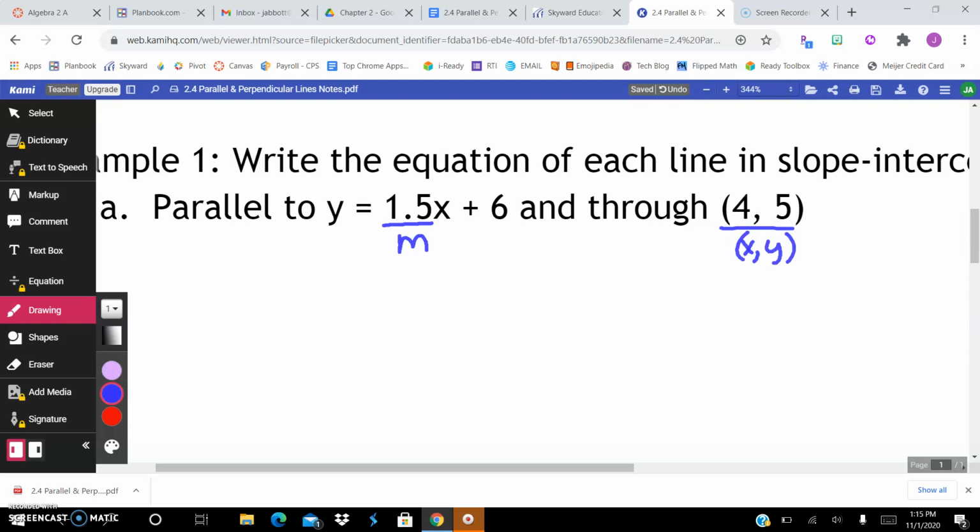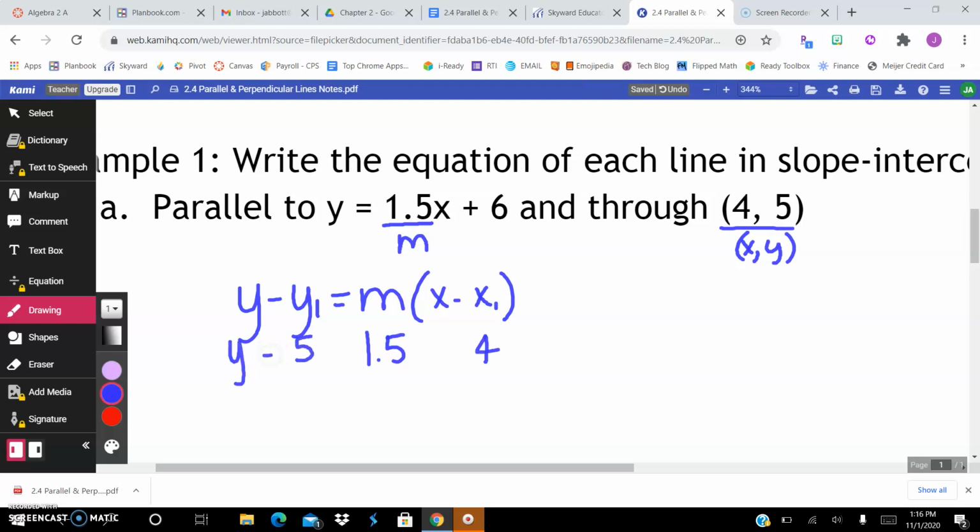So when we have a point and we have the slope, we have to use what's called the point-slope form that we learned about last week, which looks like this. So then we have to plug in what we know. We know m is 1.5, and we know x1 is 4 and y1 is 5. So we have y minus 5 equals 1.5 times (x minus 4).